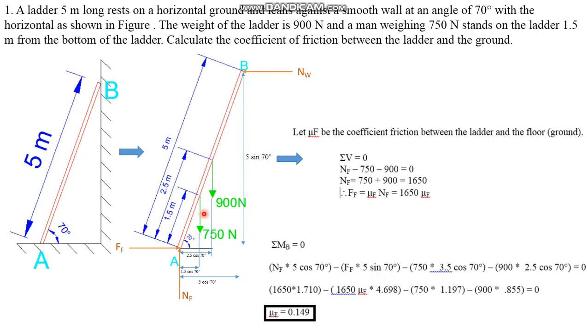Next, this 750 into this distance. If this is 1.5, this distance will be 3.5, so that is 3.5 cos 70, also anti-clockwise. Next 900, also anti-clockwise, minus 900 into 2.5 cos 70. Now if you substitute NF as 1650 and FF as 1650 mu f, in this whole equation mu f is the unknown, so mu f is 0.149. This is how you have to calculate. Thank you.